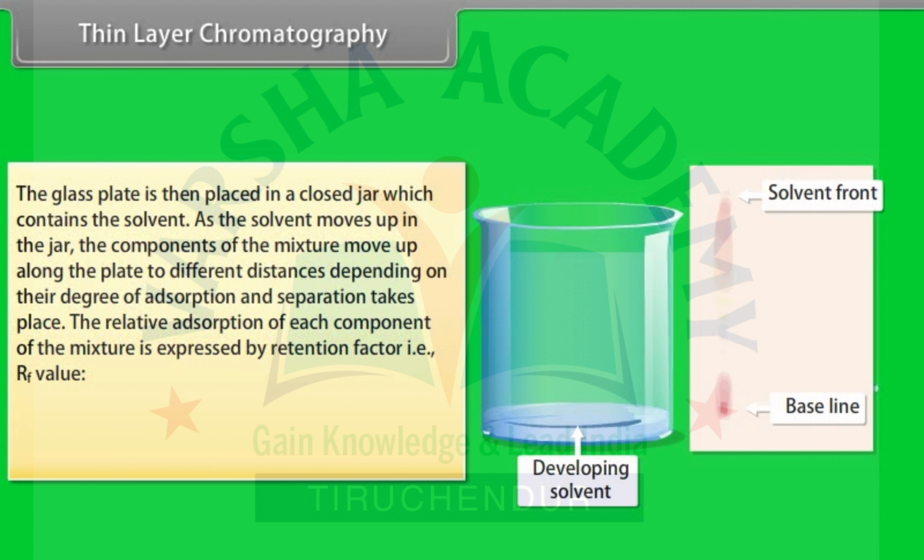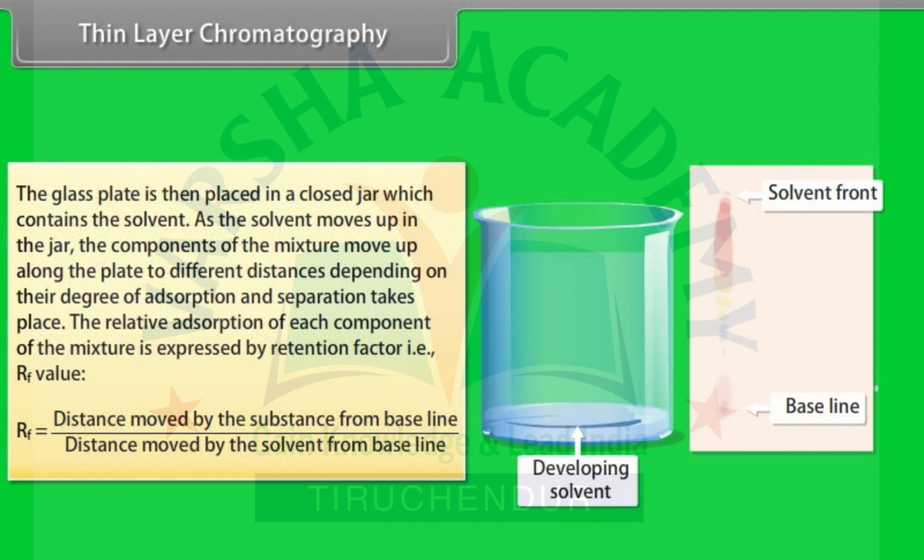The relative adsorption of each component of the mixture is expressed by the retention factor, that is the Rf value, which can be given as Rf equals the distance moved by the substance from the baseline divided by the distance moved by the solvent from the baseline.